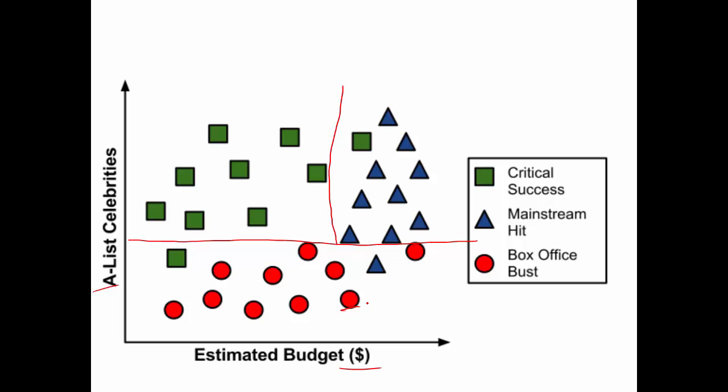When we look at movies that have a big number of A-list celebrities, the movies are divided twofold. If the number of celebrities and the estimated budget is big, then these are our mainstream hits. We took a big budget and put a lot of celebrities in there, and that's a mainstream hit. If the budget is small, but there are A-list celebrities appearing in that movie, that's what you call a critical success movie.